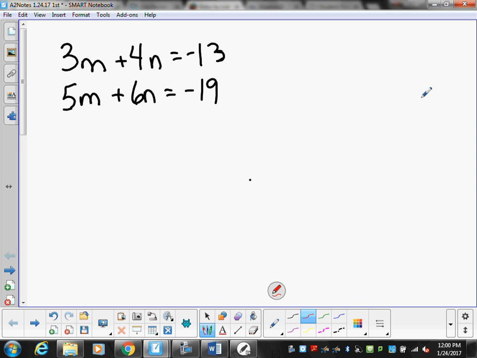So what we have is 4 and we have 6. I need those to be the same number. Okay, I want them to be negative, but I want them to be the same number. So the easiest way to do that is to multiply the top equation by the 6 and the bottom equation by the 4. Okay? And so I'm going to write that out here to the side. We're going to multiply the top equation by the 6 and the bottom equation by the 4. Now, since I do want them to be opposites, I'm going to make the second one negative. So the 4 is going to be negative.